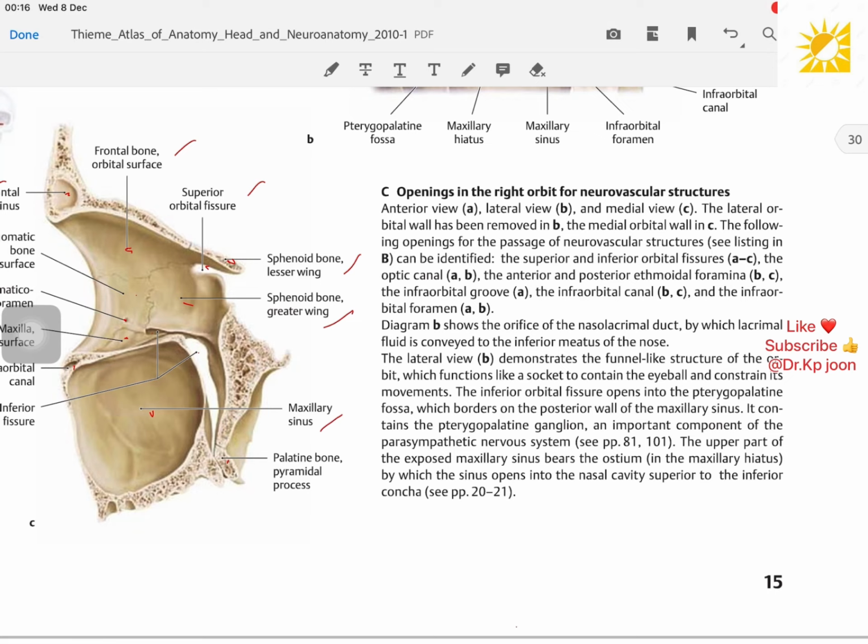the infraorbital groove, the infraorbital canal, and the infraorbital foramen in A and B. Diagram B shows the orifice of the nasolacrimal duct by which lacrimal fluid is conveyed to the inferior meatus of the nose.